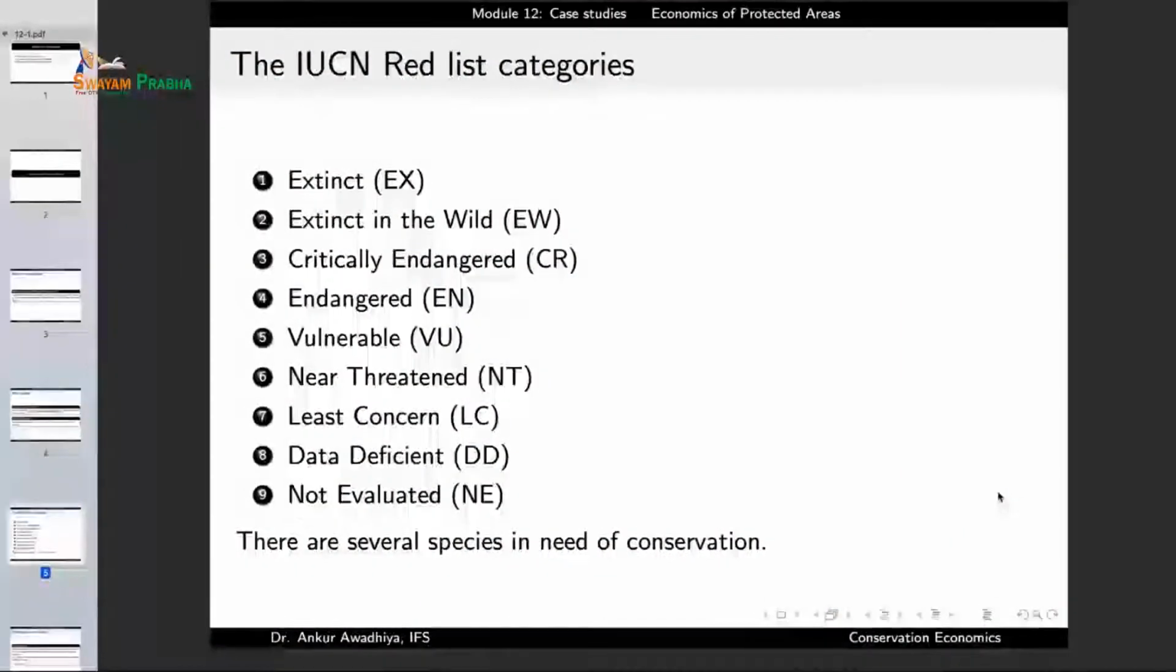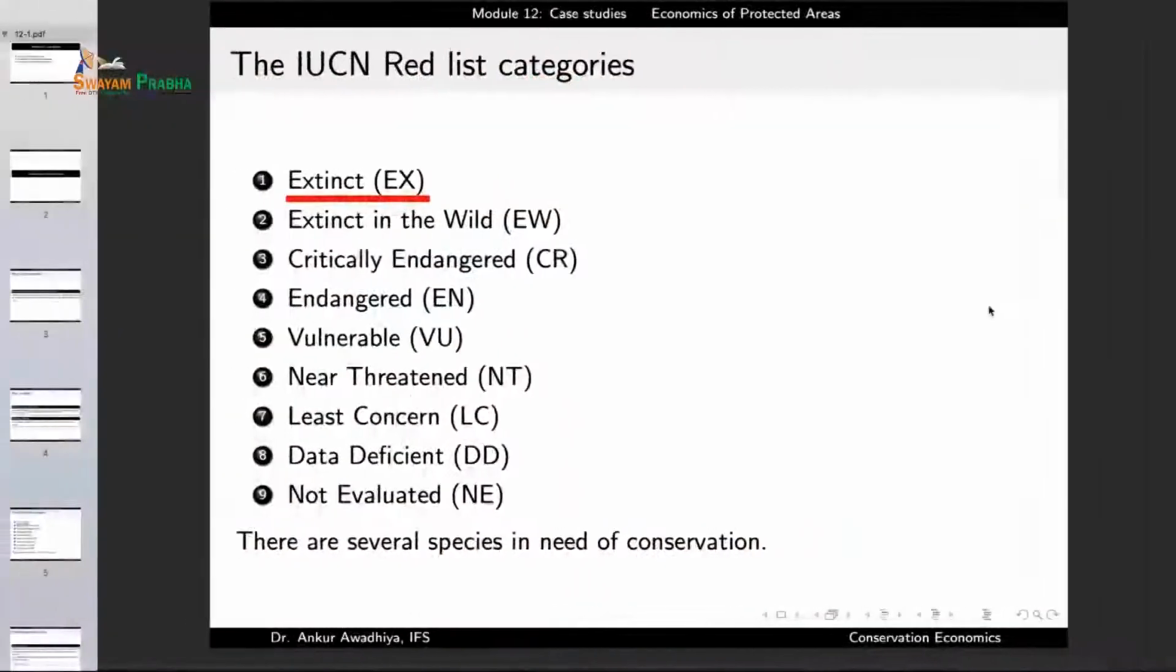So, these threat categories are extinct. So, if an organism is extinct, it means that there is nothing much that we can do about it. This organism just does not exist anymore. So things such as the dinosaurs or the dodo bird are currently extinct. They are no longer found in this world. Certain other organisms are extinct in the wild, which means that we may have a few specimens of these organisms, say in a zoo, but if you look out in the wild conditions, we do not have any of these organisms left.